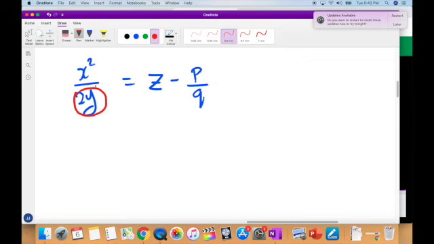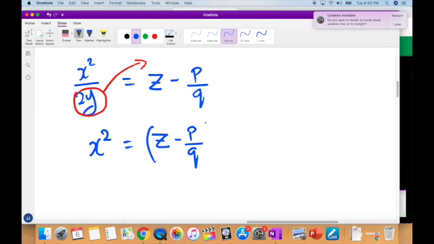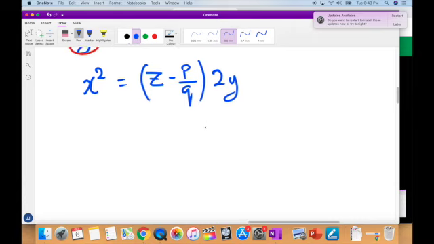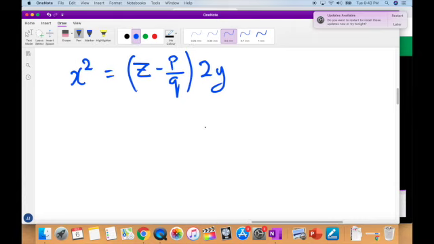Very good. So I transpose the 2y. And what will it become? I'll have x squared alone on this side. And z minus p on q what? All of this is going to be multiplied by 2y, right. Now, we have x there alone, but I don't want x squared, I want x. So what do I have to do?